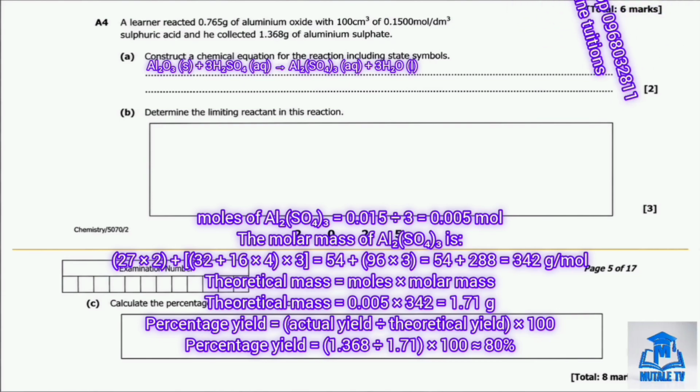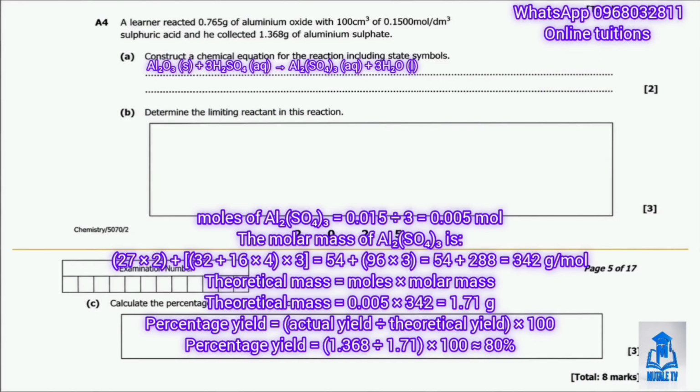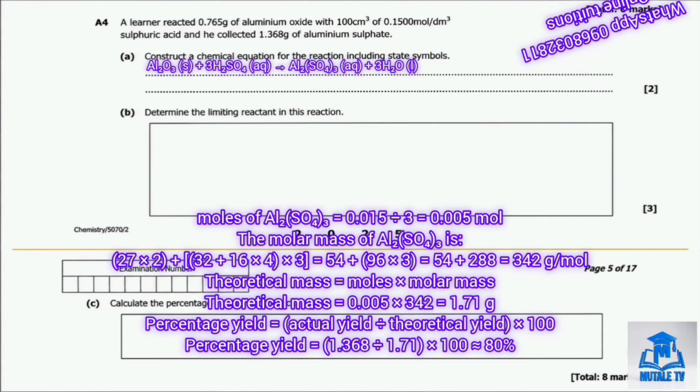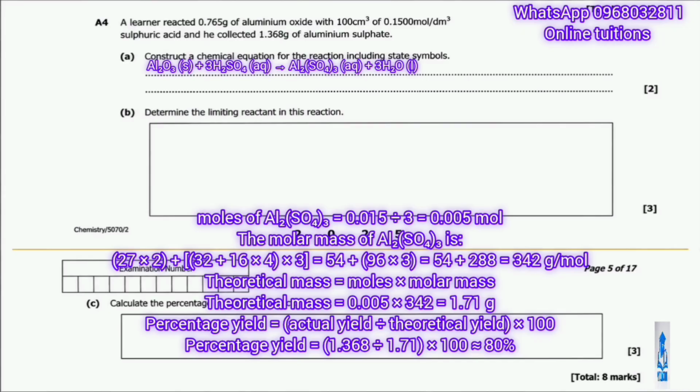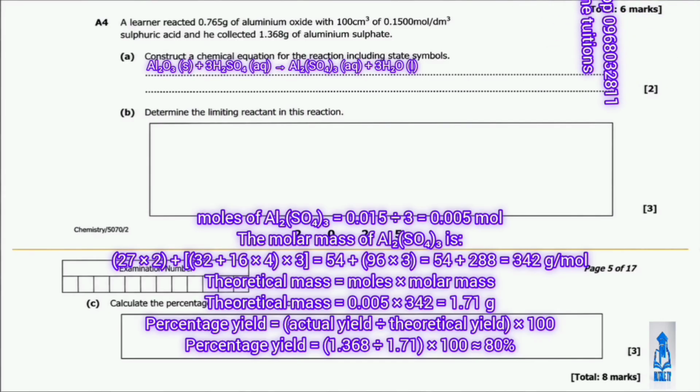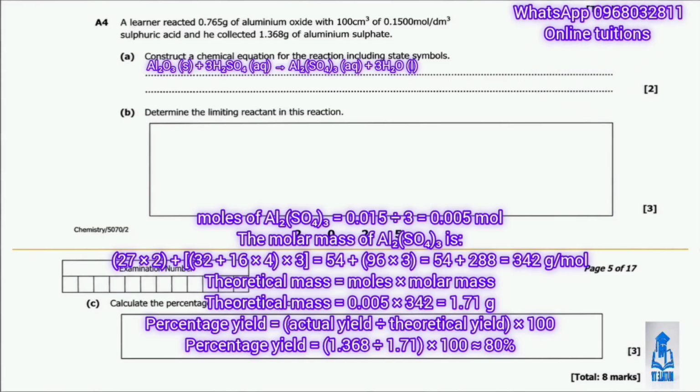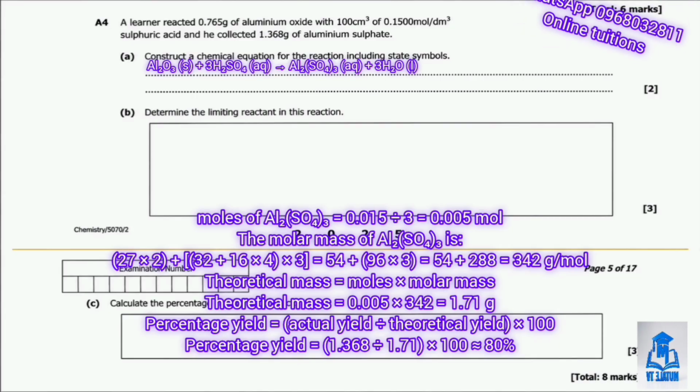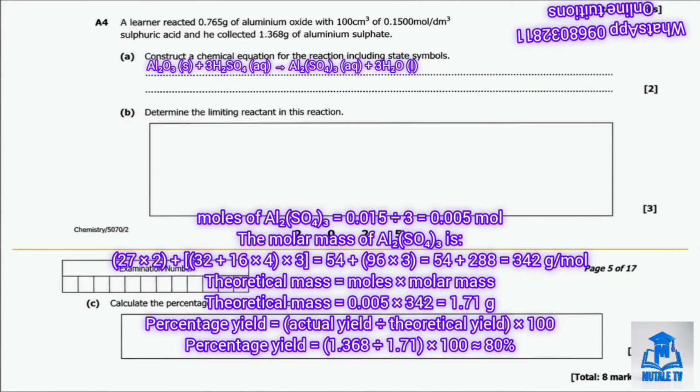The molar mass of aluminum sulfate, Al2(SO4)3, is 27 times 2 plus sulfur 32 plus oxygen 16 times 4, all multiplied by 3, giving a total molar mass of 342 grams per mole. The theoretical mass equals moles times molar mass, so 0.005 times 342 gives 1.71 grams as the theoretical yield.